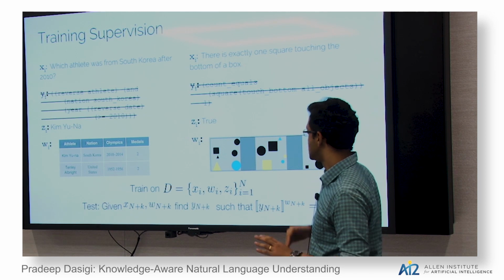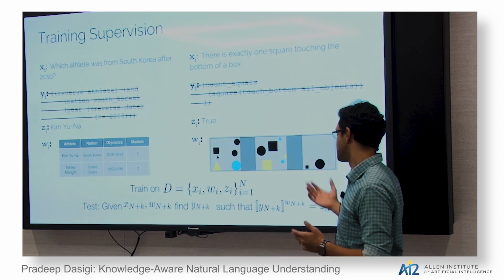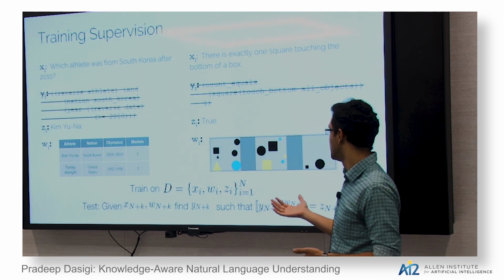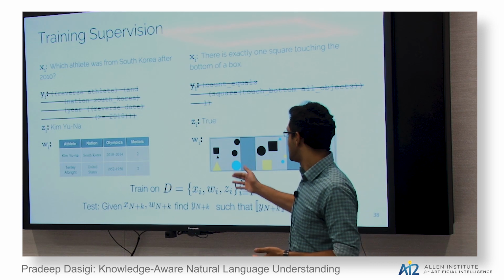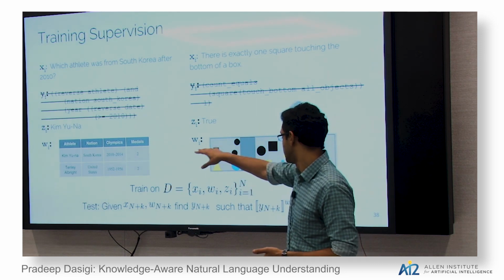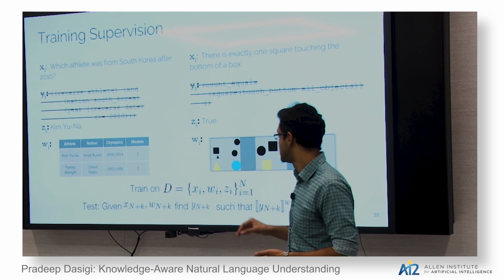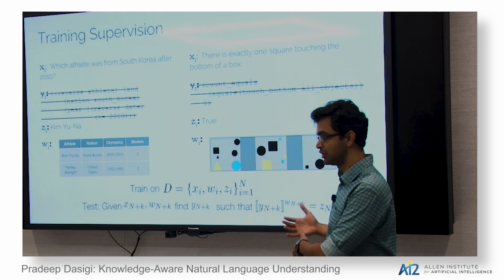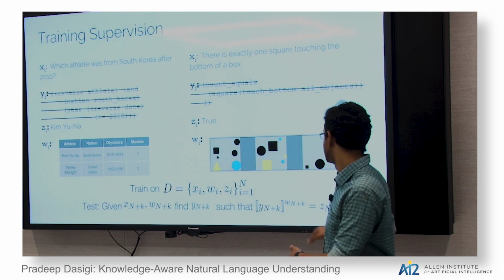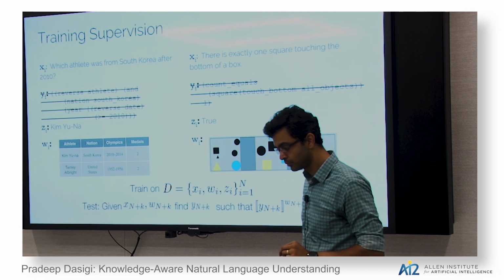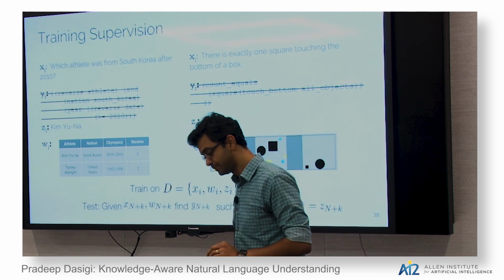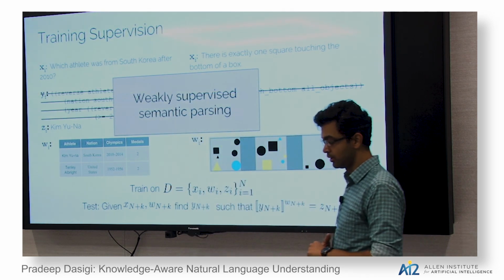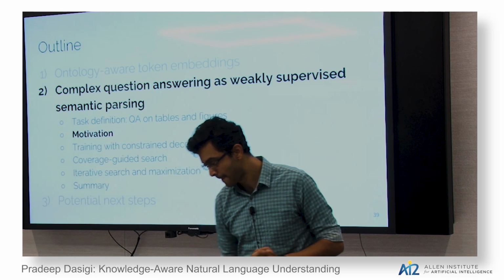Now, when you train a semantic parser, a question answering system that uses semantic parsing, on a data set with the triples, which are the utterances, the worlds, the context representations, and the answers, at test time, given a new utterance and a world, you need to find the logical form which evaluates to the correct answer when evaluated in the world. That comes with the utterance. So as you can see, this is a weakly supervised semantic parsing setup, and that's what I'm going to talk about now.